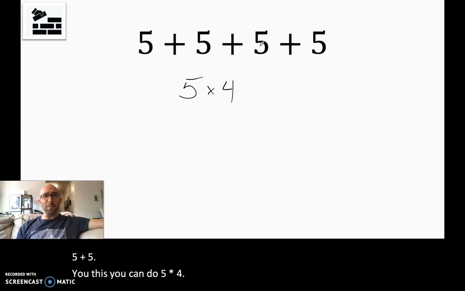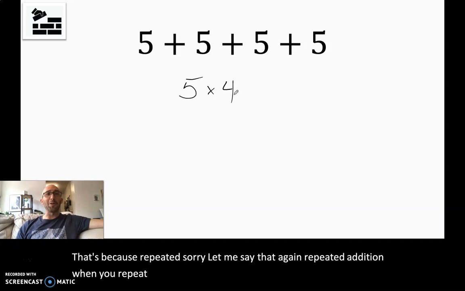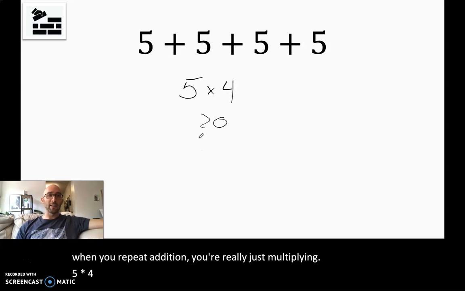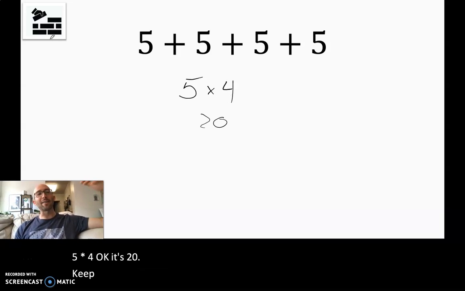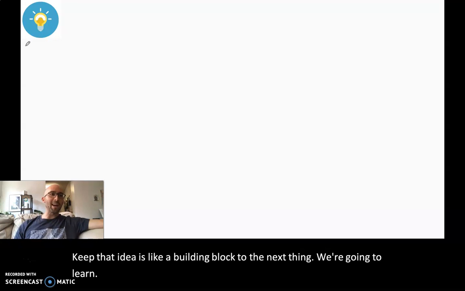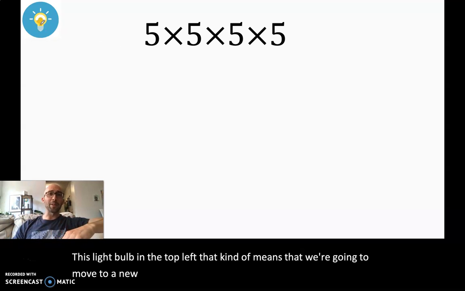That's because when you repeat addition, you're really just multiplying. 5 times 4, okay, we know it's 20. Keep that idea as like a building block to the next thing we're going to learn. This light bulb in the top left, that kind of means that we're going to move to a new idea. All right, let's jump into it.